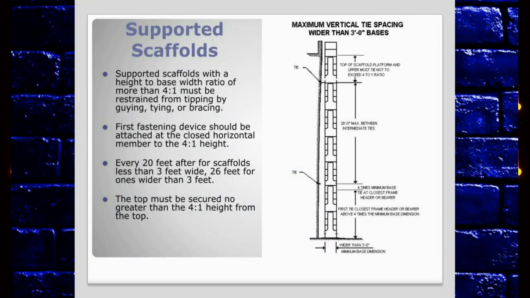Supported scaffolds. Supported scaffolds with a height to base width ratio of more than 4:1 must be restrained from tipping by guying, tying, or bracing. The first fastening device should be attached at the closest horizontal member to the 4:1 height. Every 20 feet after for scaffolds less than 3 feet wide, 26 feet for ones wider than 3 feet. The top must be secured no greater than the 4:1 height from the top.